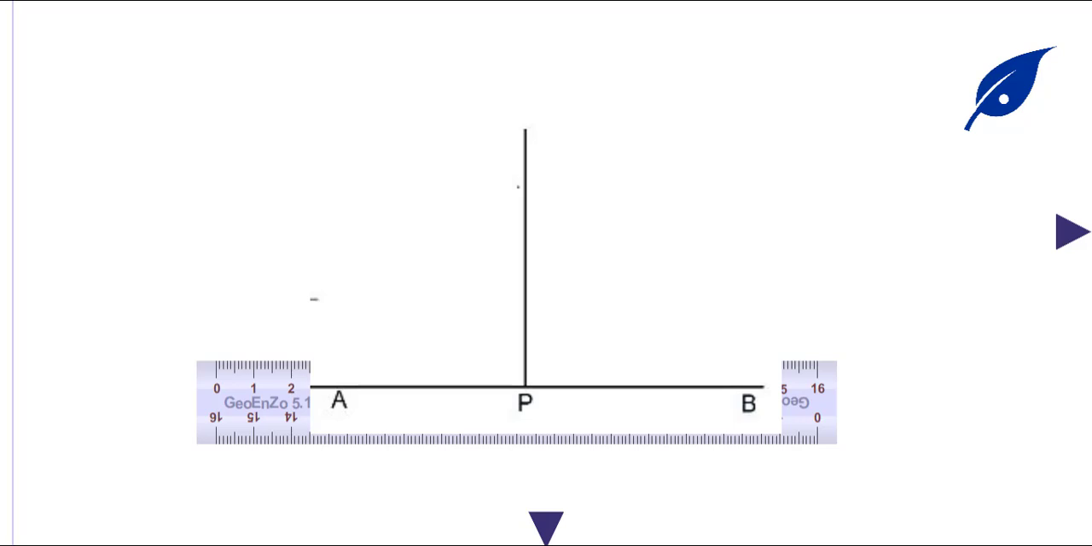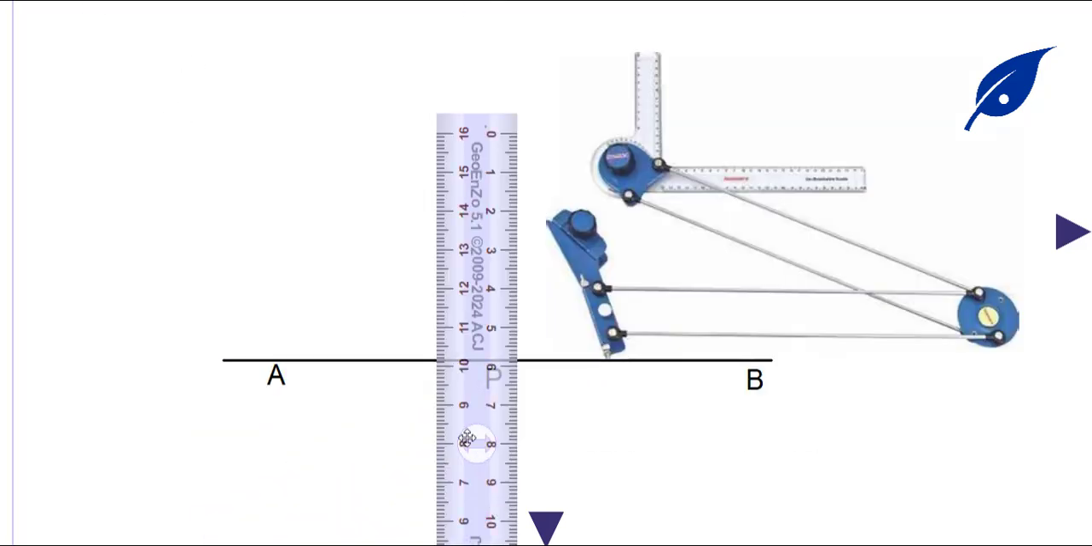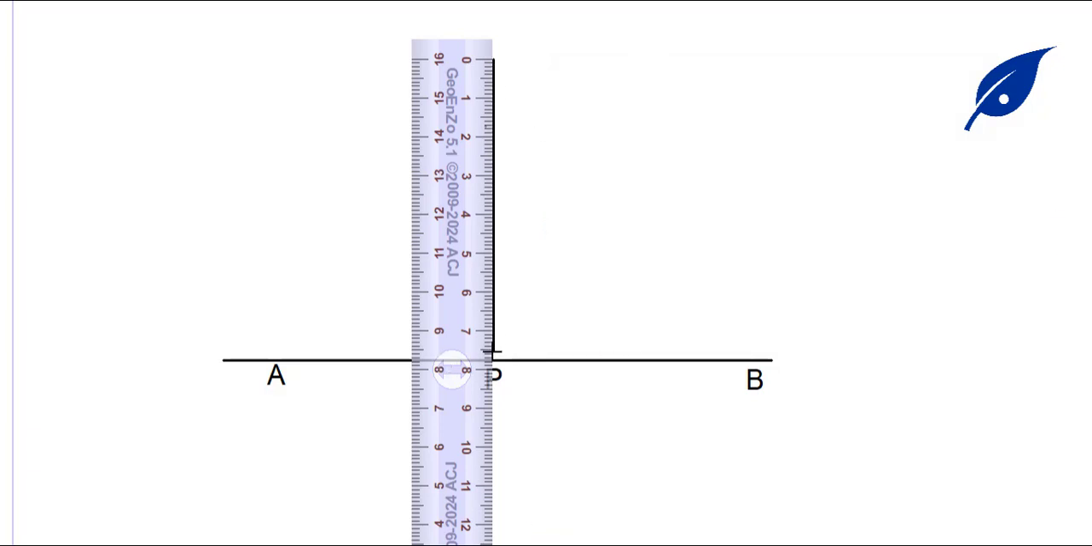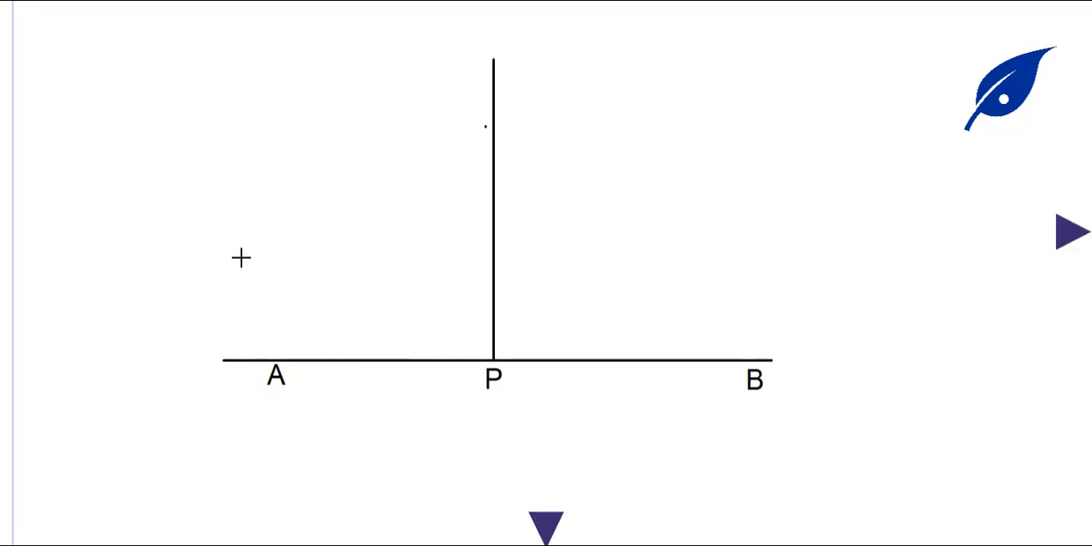In this one, we are going to draw a horizontal line AB, and after drawing this line AB, we mark point P and make use of a mini drafter to create the perpendicular line to the point P. I will have the line EP perpendicular to the line AB.